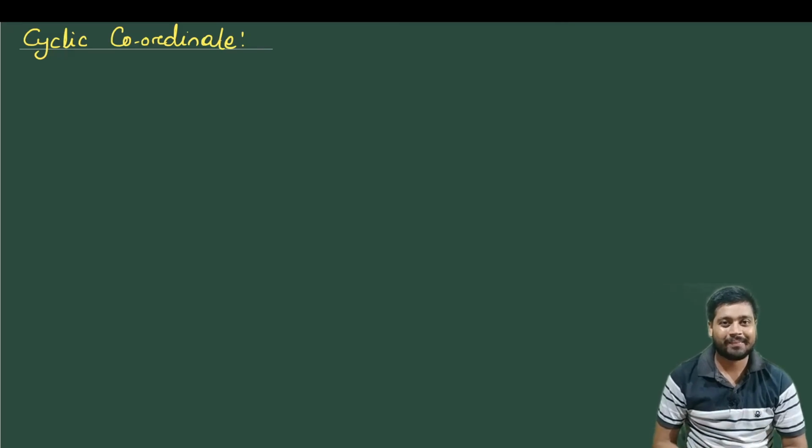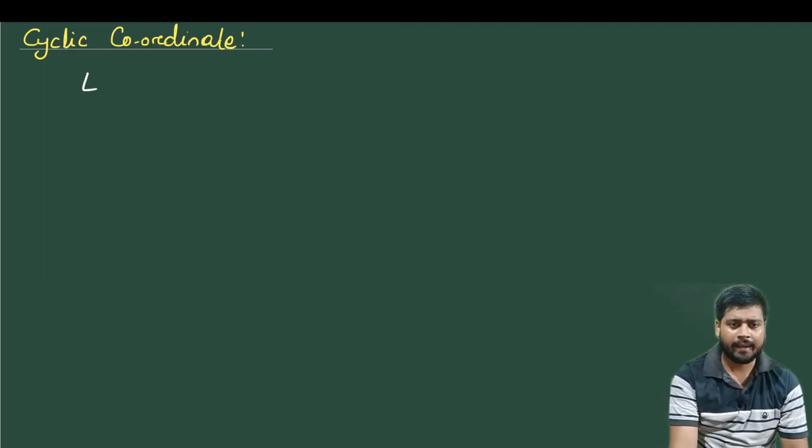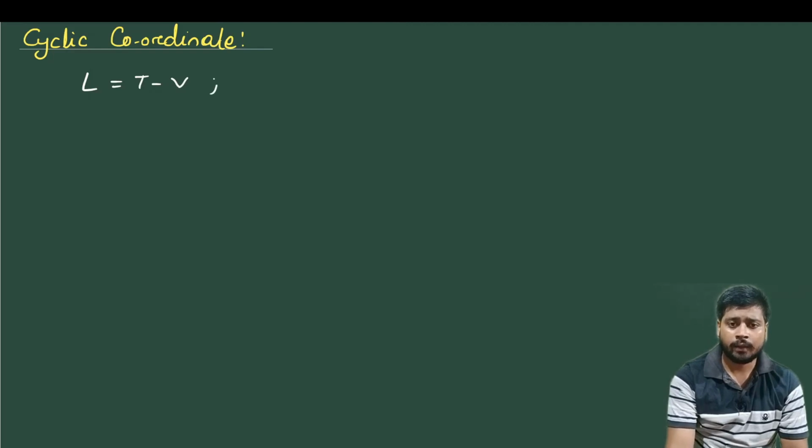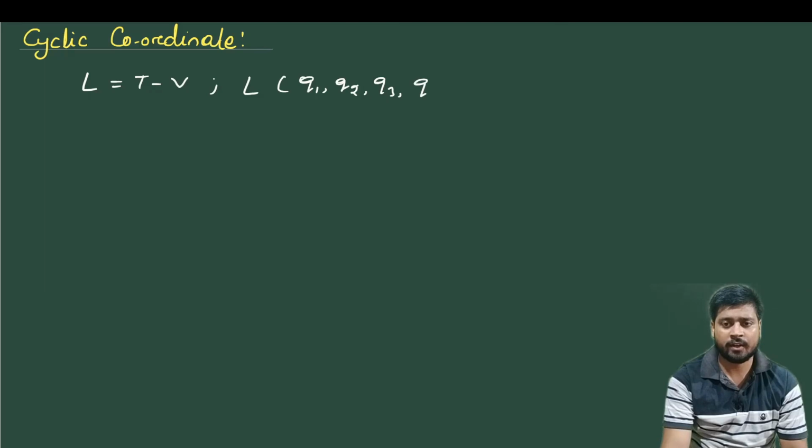Let's start the lecture. In this lecture, we are going to discuss cyclic coordinates. We know we have the Lagrangian L equal to T minus V, where T is our kinetic energy and V is our potential energy. Also we know the Lagrangian L is a function of generalized coordinates q1, q2, q3 and so on, generalized velocities q1 dot, q2 dot, q3 dot and so on, and another one is time. Yes or no?